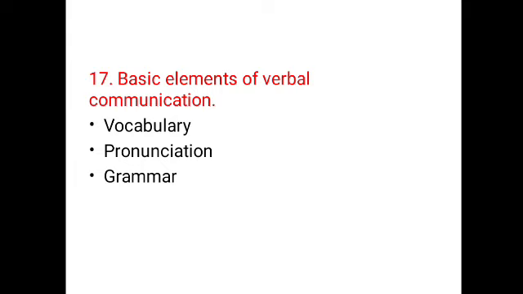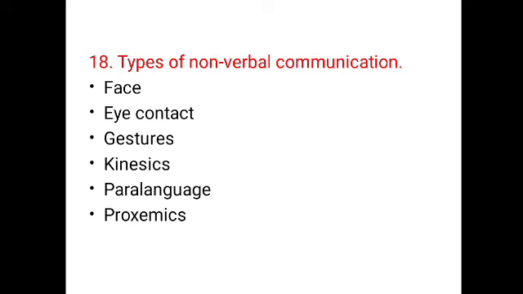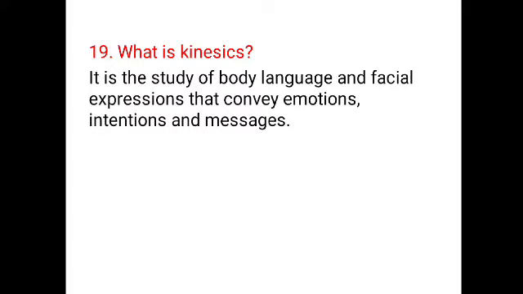The next question, basic elements of verbal communication. What are the basic elements of verbal communication? Vocabulary, punctuation, grammar. These are the basic elements of verbal communication. And the next question, types of non-verbal communication. So in non-verbal communication, we have face, eye contact, gesture, kinesics, paralanguage, proxemics. Then what is kinesics? Kinesics is the study of body language and facial expressions that convey emotions, intentions, and message.